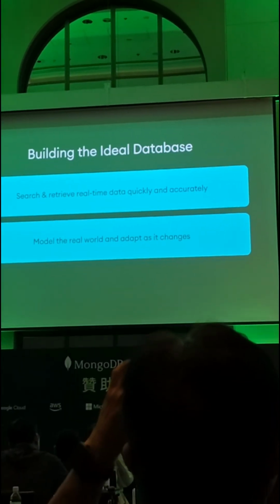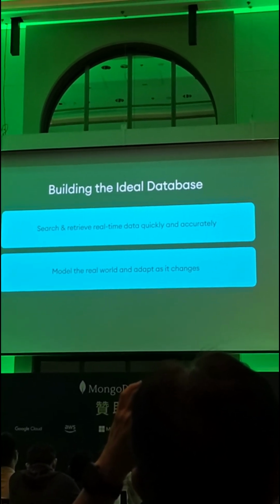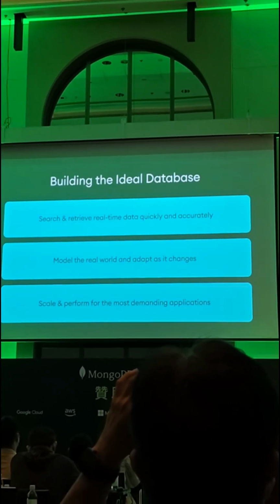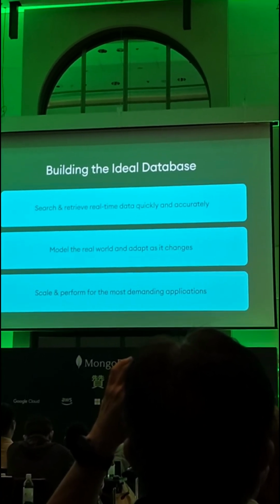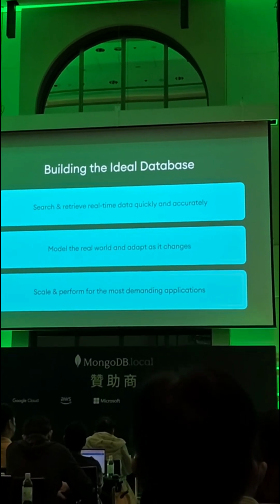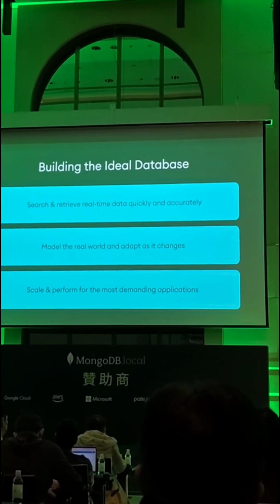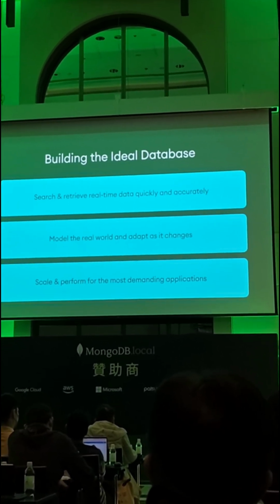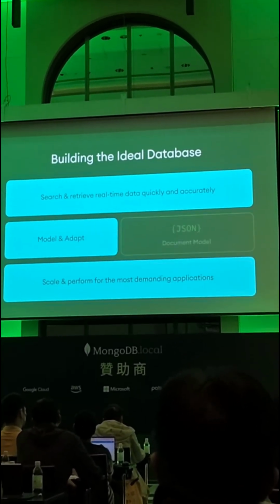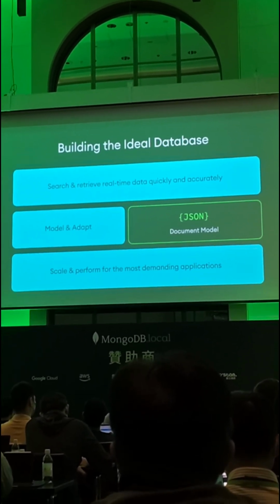Talking about how to build an ideal database. First we should be able to search and retrieve real-time data, and then we should model the data and adapt as it changes. Then we can scale and perform the most demanding actions on its own. So AI will help mostly in the last part, in scaling and performing the demanding applications automatically.